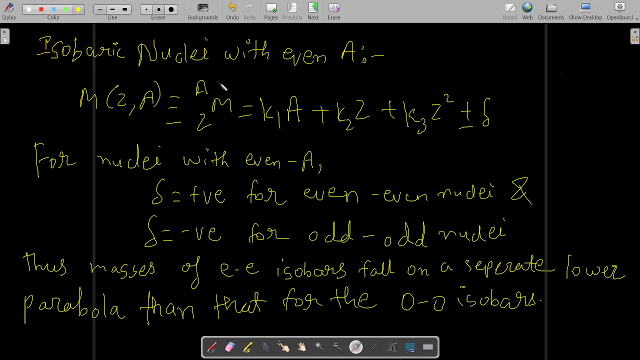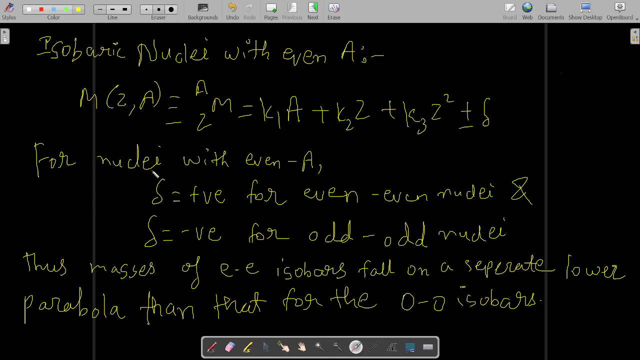So M(Z, A) is the isotopic mass of the isobar having atomic mass number A. The isotopic mass is given like this, which we have derived in the previous lectures: K1A plus K2Z plus K3Z square plus minus delta. We have already derived this expression in the previous classes.